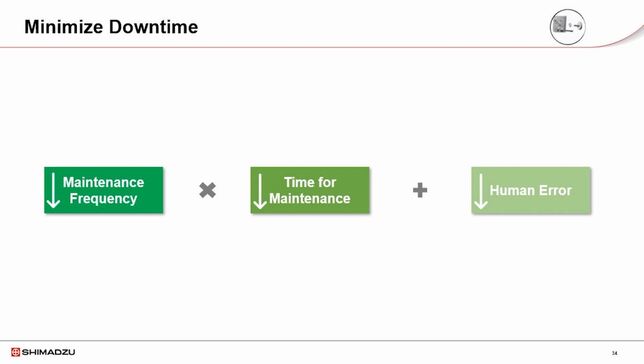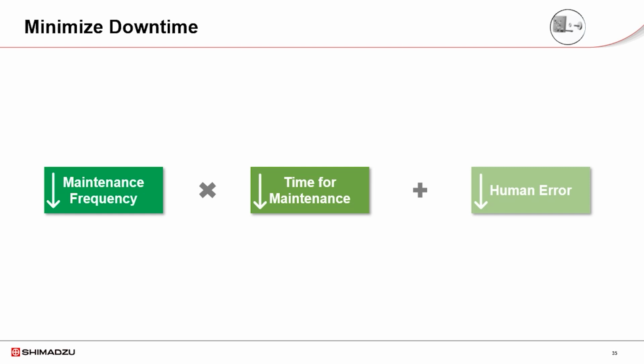Thank you, Luis. Yes, definitely, minimizing the downtime is important to enhance the laboratory output. When I characterize the downtime, this is my thought process: reduce the maintenance frequency, and also reduce the time for each maintenance. In addition to that, reducing human error is also very important to minimize the downtime. So let's see one by one. First, let's see how to reduce the maintenance frequency.